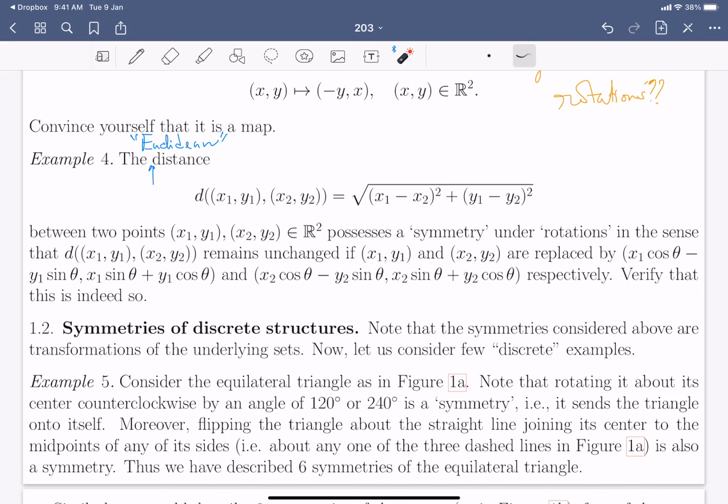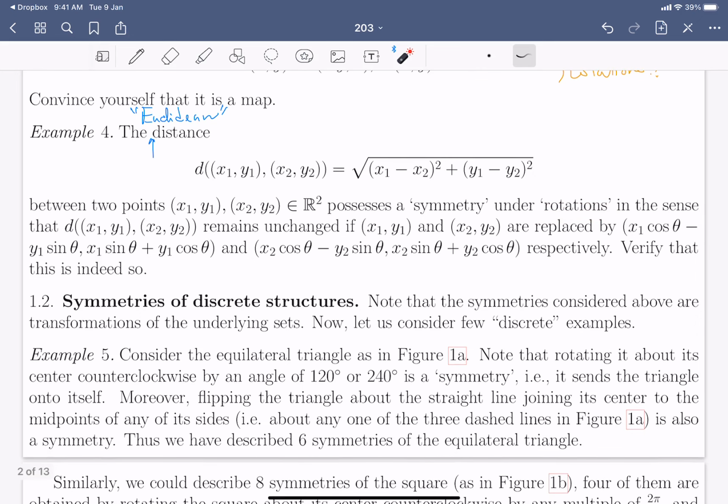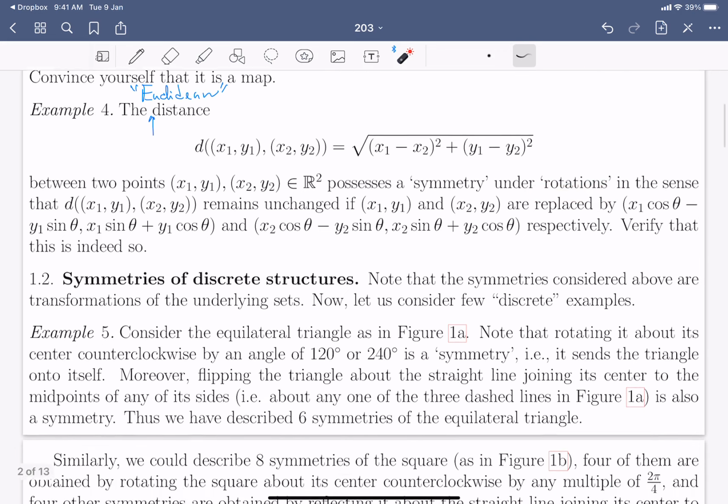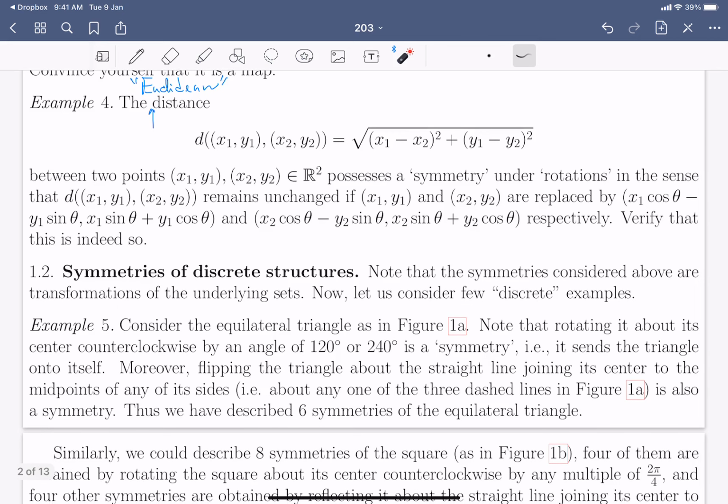So this distance possesses symmetry under rotations. I have also put rotation in quotes, so it's fine if you feel that you are not able to see what's going on. This is something that we will be studying at a later point of time. This is just an introduction to what we will be doing across this full semester. So this formula or this distance possesses symmetry under rotations.